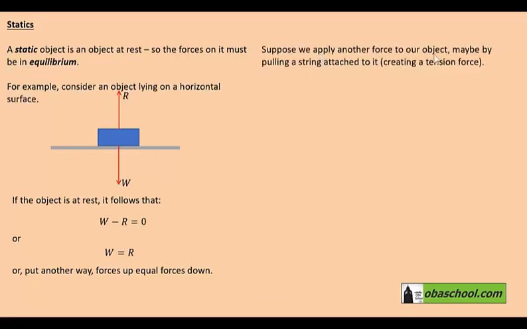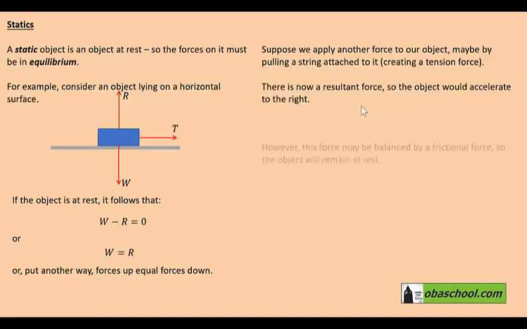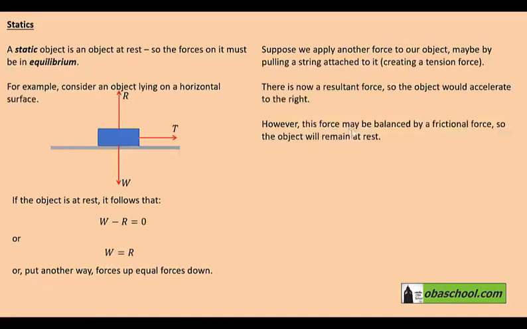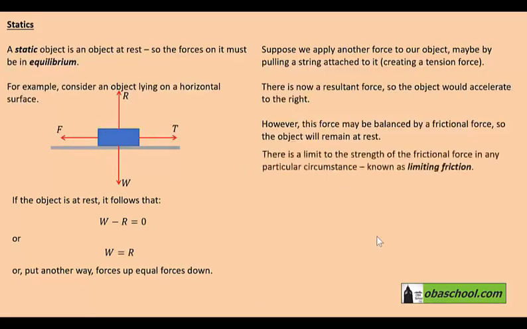Suppose we apply another force to our object, maybe by pulling a string attached to it, creating a tension force. There is now a resultant force, so the object will accelerate to the right. However, this force may be balanced by a frictional force, so the object will remain at rest, and now forces to the right are equal to forces to the left.